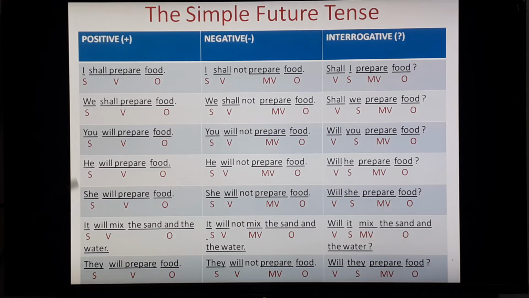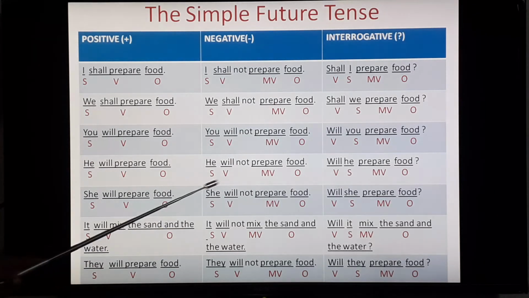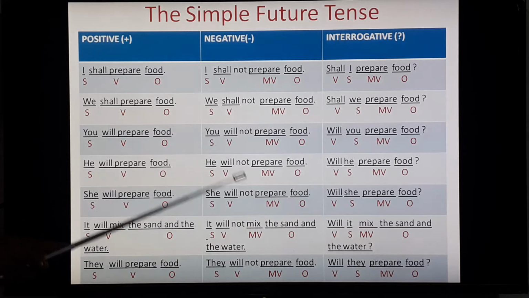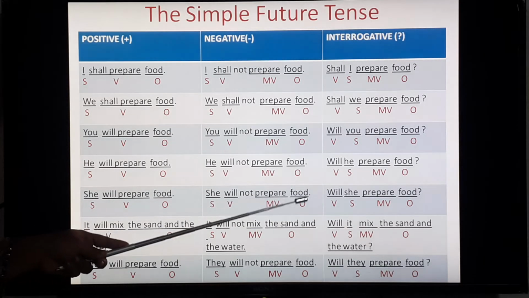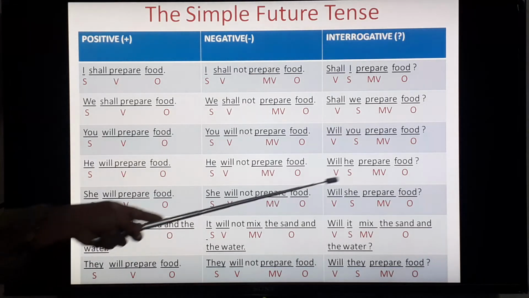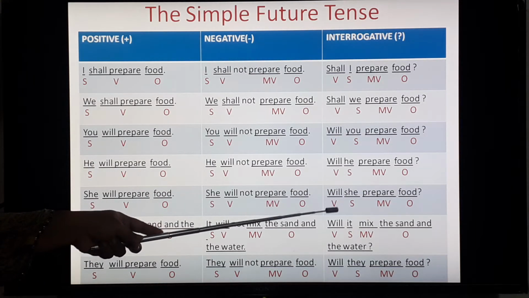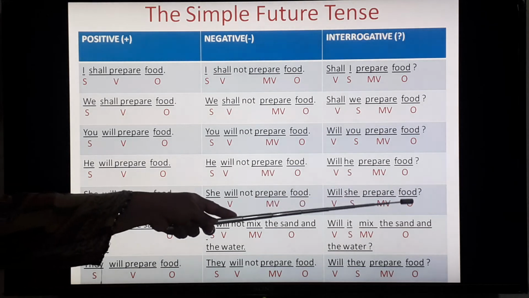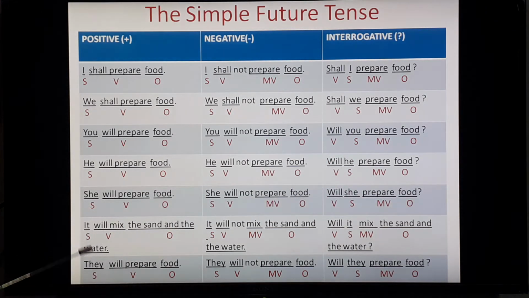She, that is third person singular. She will prepare food. She, subject, will prepare verb, food object. Negative, she will not prepare food. She, subject, will verb, not is given because negative sentence, prepare main verb, food object. Interrogative, will she prepare food, will auxiliary verb, she, subject, prepare main verb, food object, then put question mark.